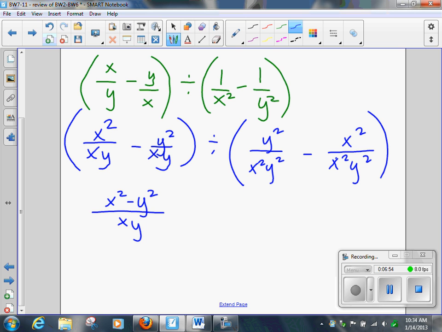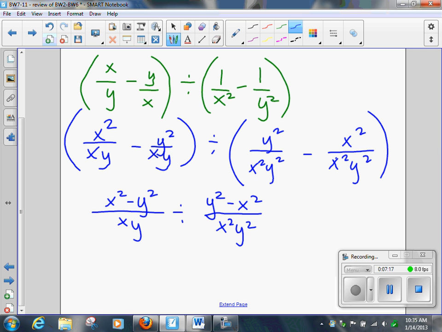Because combining like terms to me would be adding a plain old X with another plain old X. Since these aren't the same, I just have to kind of smash them together, right? Divided by Y squared minus X squared over X squared Y squared. Again, just making it one fraction divided by one fraction.